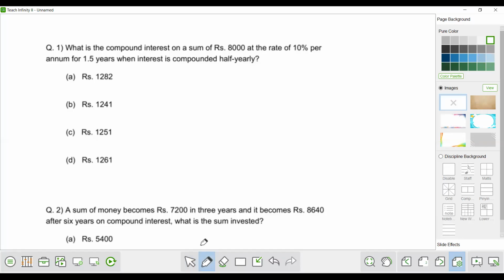So guys, in this session, we are going to discuss some very important questions of compound interest and simple interest. So let's start without wasting any time.